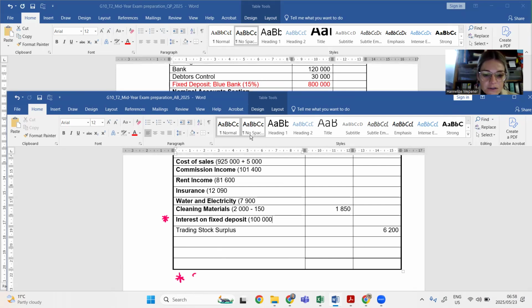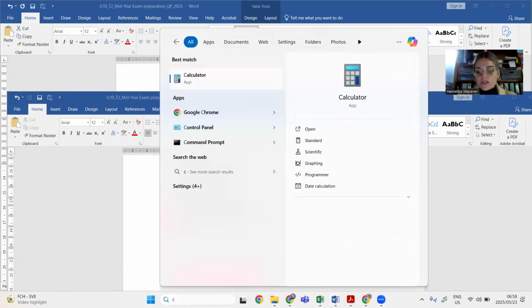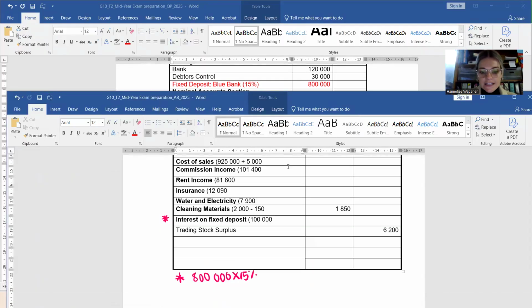Okay, so 800,000 Rand is my fixed deposit. I'm earning interest at 15% per annum. And they didn't say that the fixed deposit changed throughout the year. So it was 800,000 Rand at 15% for the full financial year. There we go, 120,000.